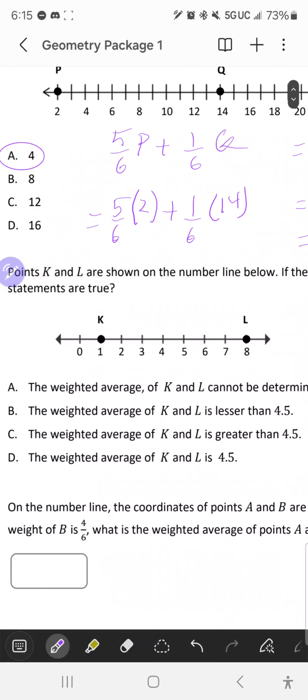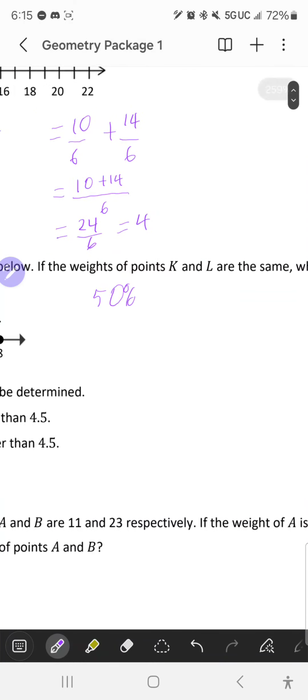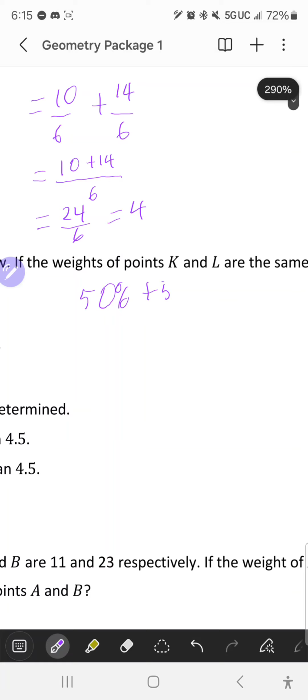Now, if they both are the same, we can say that each weight is going to be 50%. Like each point is going to be 50% of the average, since 50% plus 50% is going to be 100%. So each one should be 50% of the total value. Keeping that in mind, we can calculate the value of the weighted average.